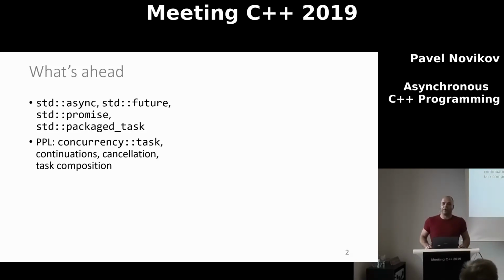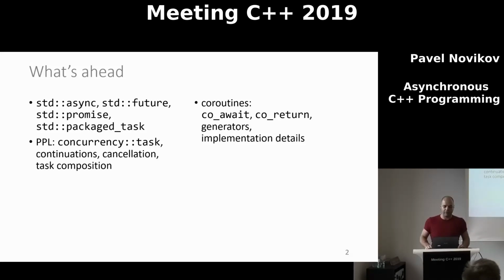As an illustration, we are going to look at what PPL, the Parallel Patterns Library from Microsoft, offers. We are going to look at concurrency::task, continuation, cancellation, and task composition. We are also looking at coroutines. We'll try to explain how co_await and coroutines work, generators, and some implementation details. Maybe we'll have time to discuss futures a little bit. So let's start.